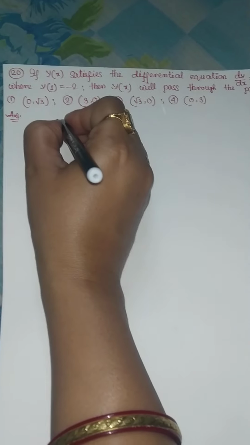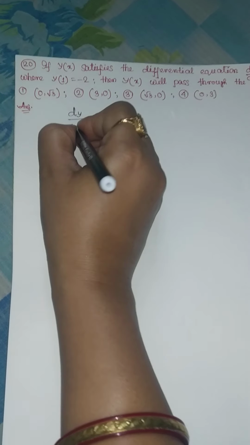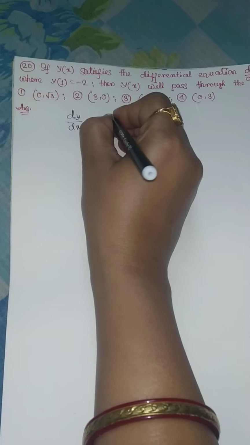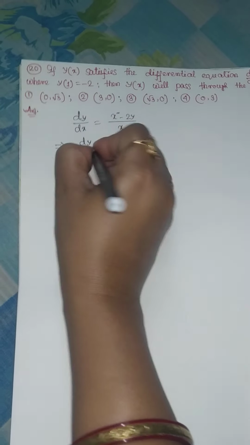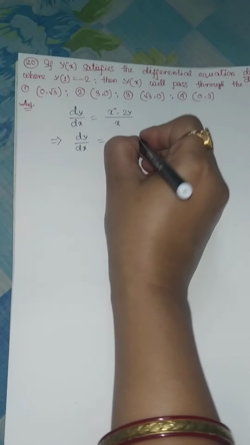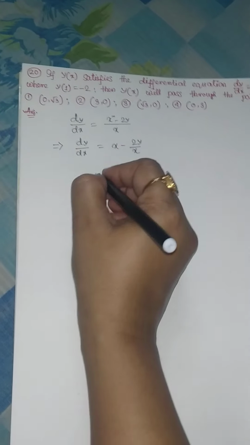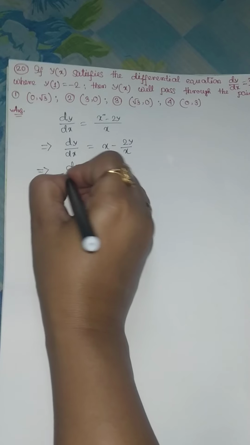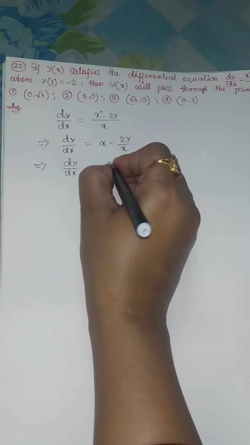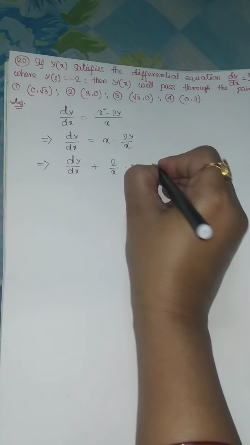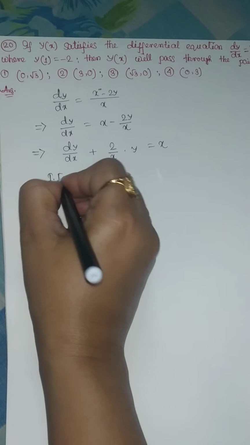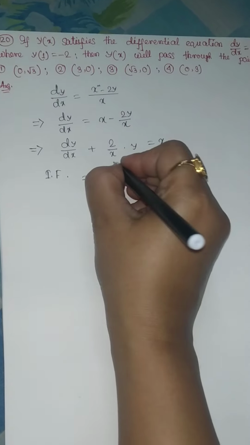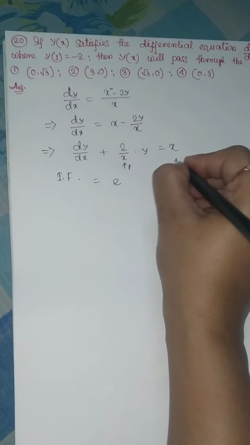Here, the given differential equation is dy/dx = (x² - 2y)/x, which implies dy/dx = x - 2y/x, which implies dy/dx + (2/x)y = x. This shows a linear differential equation, and the integrating factor is e to the power the integral of p dx. This is our p and this is our q.